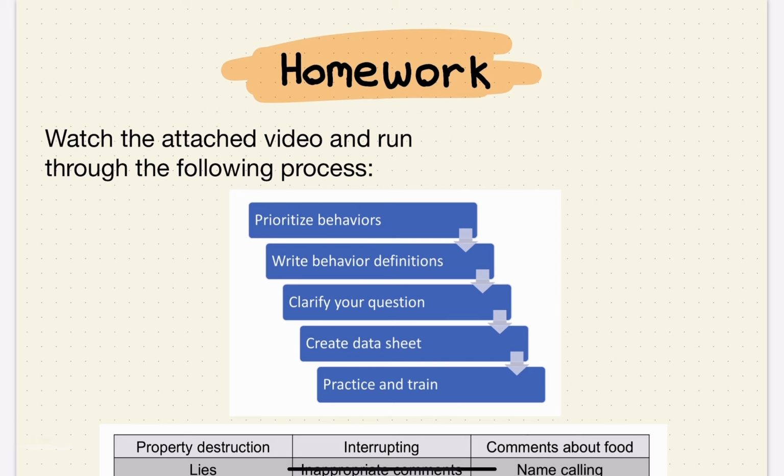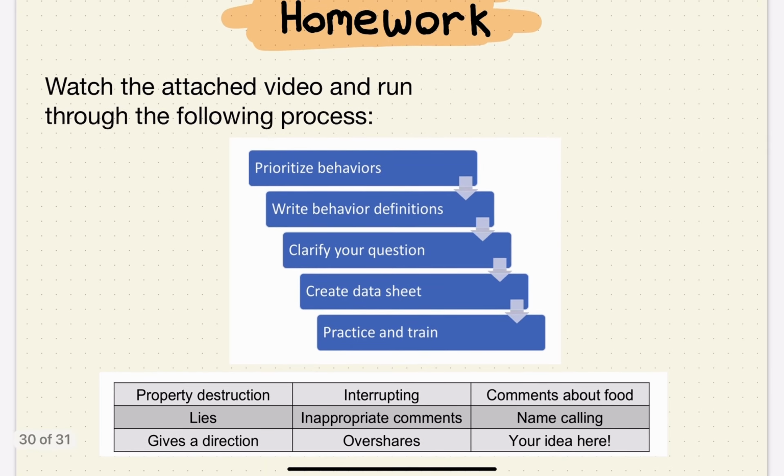So here's what our homework is going to be. You're going to watch a video that I have attached, and you're going to run through this process yourself. This is a little bit messy because data collection is messy. Remember, we want to keep it very simple. So we're going to walk through this step by step. First, you're going to see what type of behavior do I think I want to prioritize collecting. What is most appropriate if we were going to work on something, right?